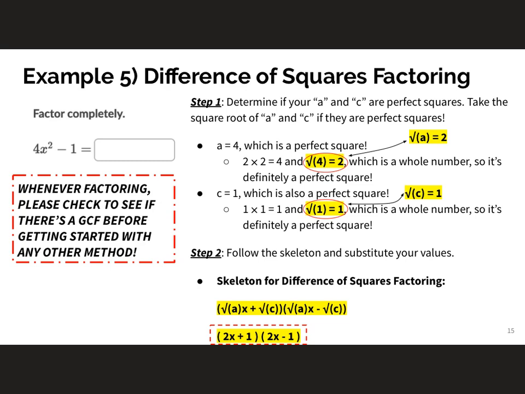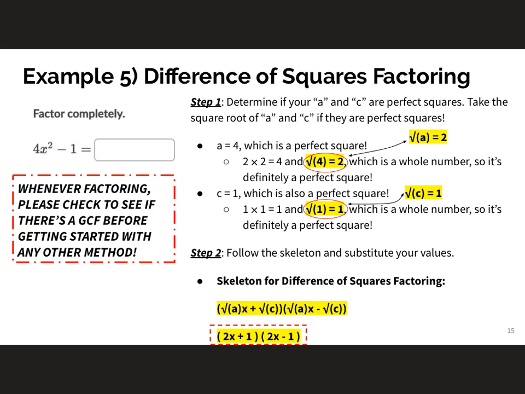Okay, let's go over an example. I want to go over difference of squares factoring. This is our final method. If you're really solid with the previous methods, this should really just be a piece of cake. So the first thing you want to do is determine what your A and C are and whether they're perfect squares.